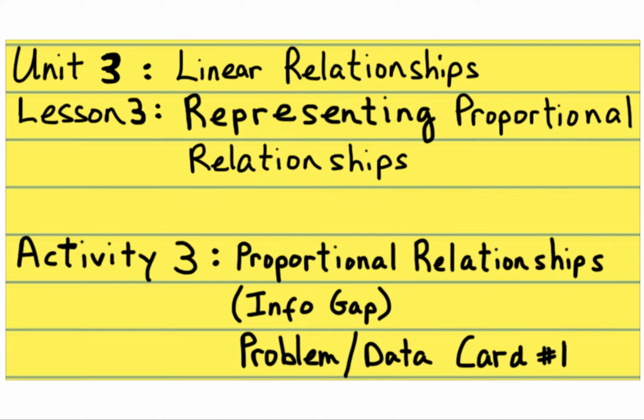This is Unit 3, Linear Relationships, Lesson 3, Representing Proportional Relationships, and Activity 3, Proportional Relationships. This is called an info gap activity, where you're given a problem card and your partner is given a data card, and you have to come together and share that information. You're supposed to share it in a certain way, but I think you just come together, have a conversation, and complete those 4 different representations for a proportional relationship: a description, a table, a graph, and an equation.